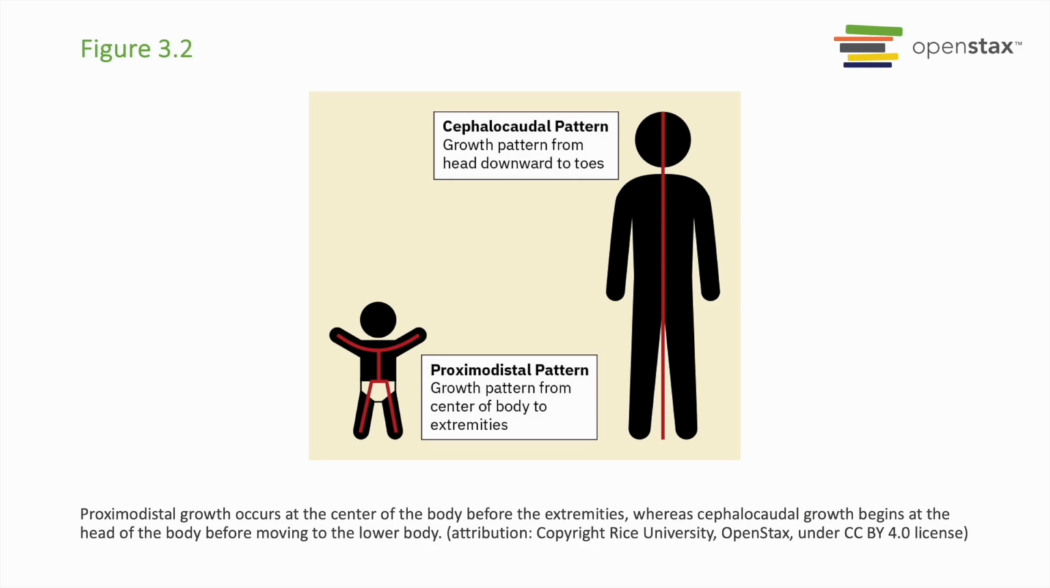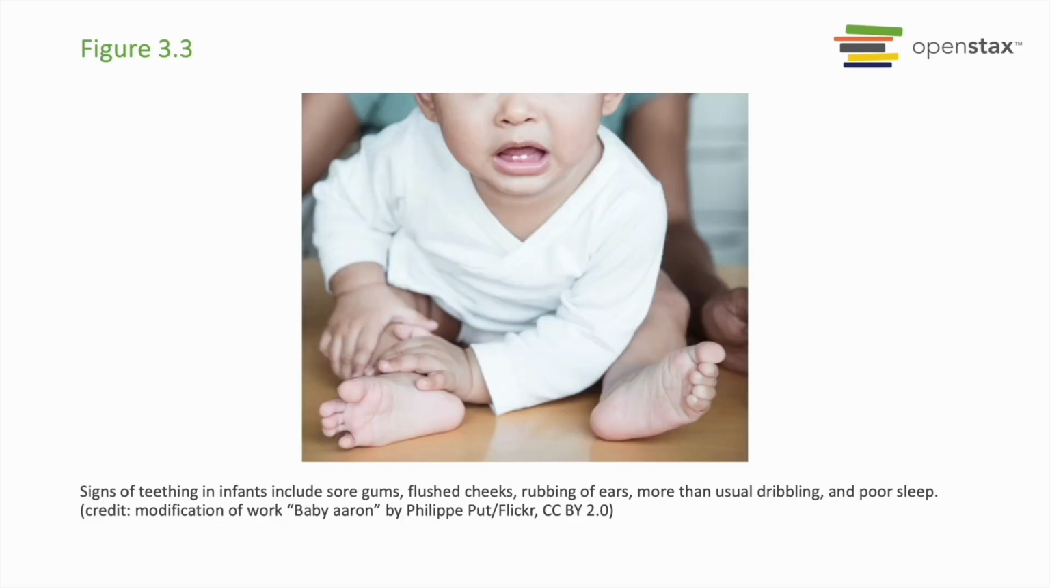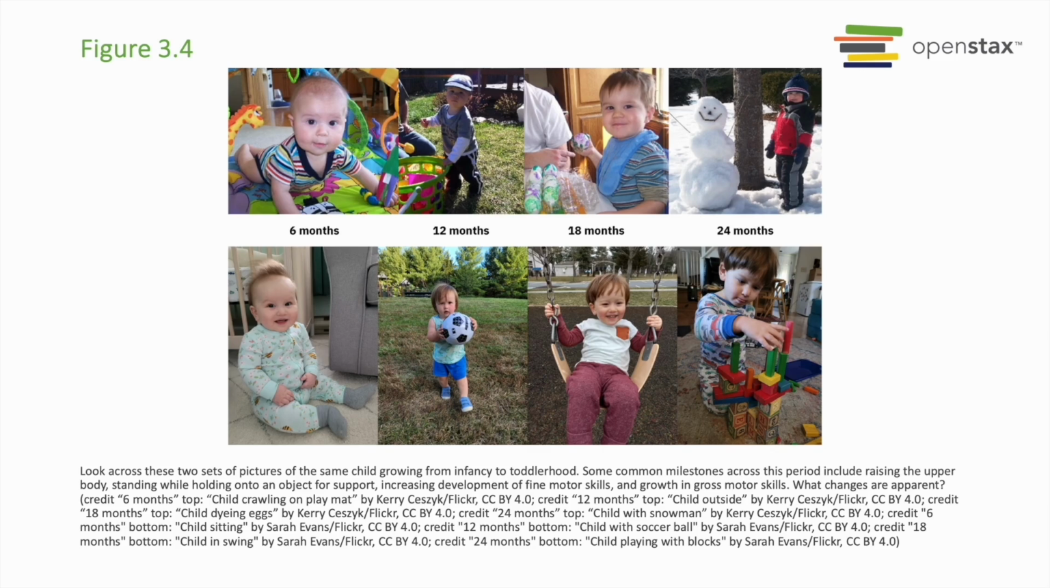Figure 3.2. Proximodistal growth occurs at the center of the body before the extremities, whereas cephalocaudal growth begins at the head of the body before moving to the lower body. Figure 3.3. Signs of teething in infants include sore gums, flushed cheeks, rubbing of ears, more than usual dribbling, and poor sleep. Figure 3.4. Look across these two sets of pictures of the same child growing from infancy to toddlerhood.